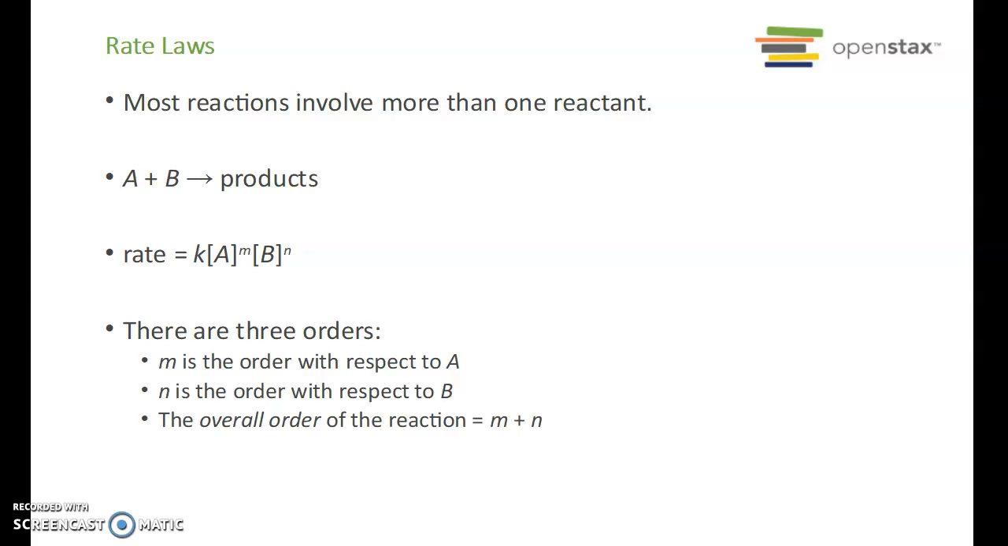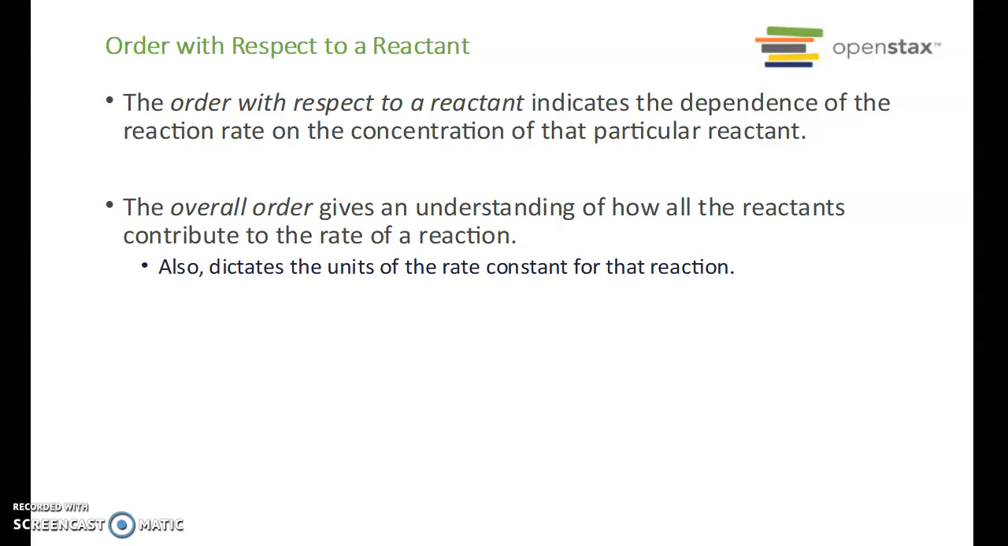And these m and n, remember, are not the coefficients in front of A and B, but instead m is the order with respect to A, and n is the order with respect to B. And the overall order of the reaction is m plus n. Now, the order with respect to a reactant indicates the dependence of the reaction rate on the concentration of that particular reactant. The overall order gives an understanding of how all the reactants contribute to the reaction rate. It also dictates the units of the rate constant for that reaction.